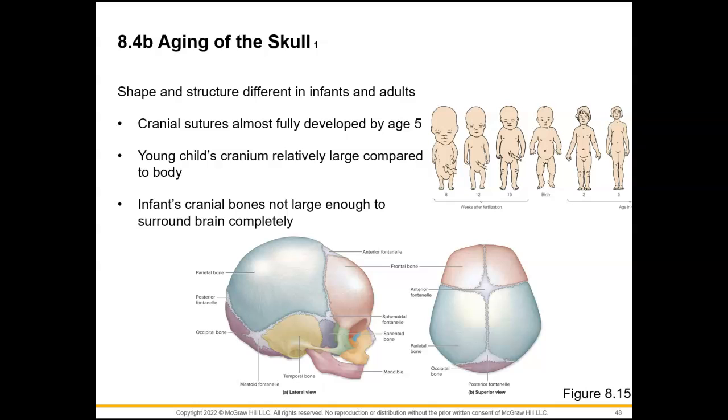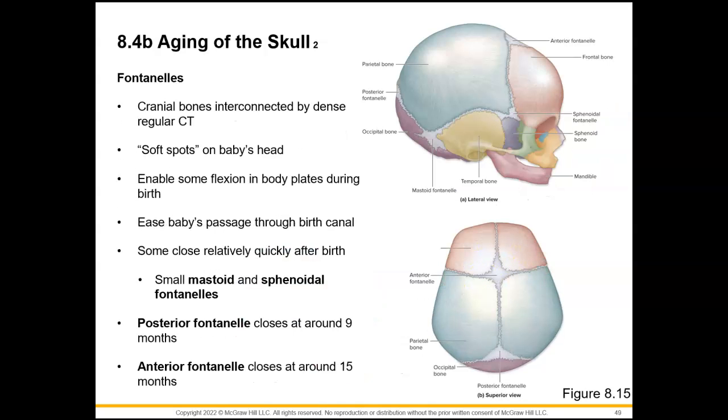When we look at the shape and structure in different infants and adults, we can see that the cranial sutures are almost fully developed by age 5. We'll also see that a young child's cranium is relatively large compared to their body, and an infant's cranial bones are not large enough to surround the brain completely. So we have these fontanelles in place.